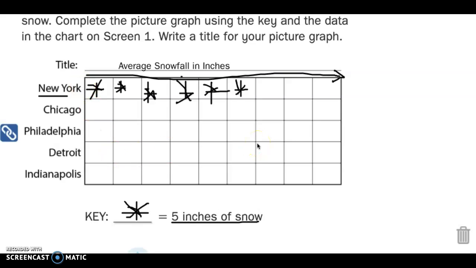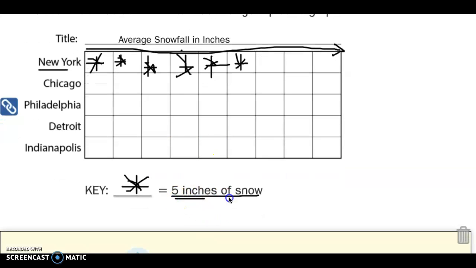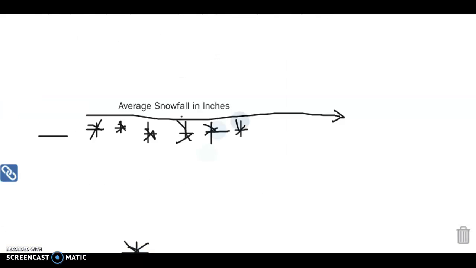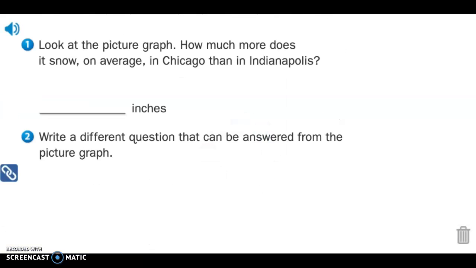I want you to go ahead and draw the rest of these. Use your boxes. How would I have 40 inches for Chicago, 20 inches for Philadelphia, 40 inches for Detroit, and 25 for Indianapolis? And if each is 5 inches, think about how we just did New York. Fill out the rest of that, and then your questions say, look at the picture graph. How much more does it snow on average in Chicago than Indianapolis?